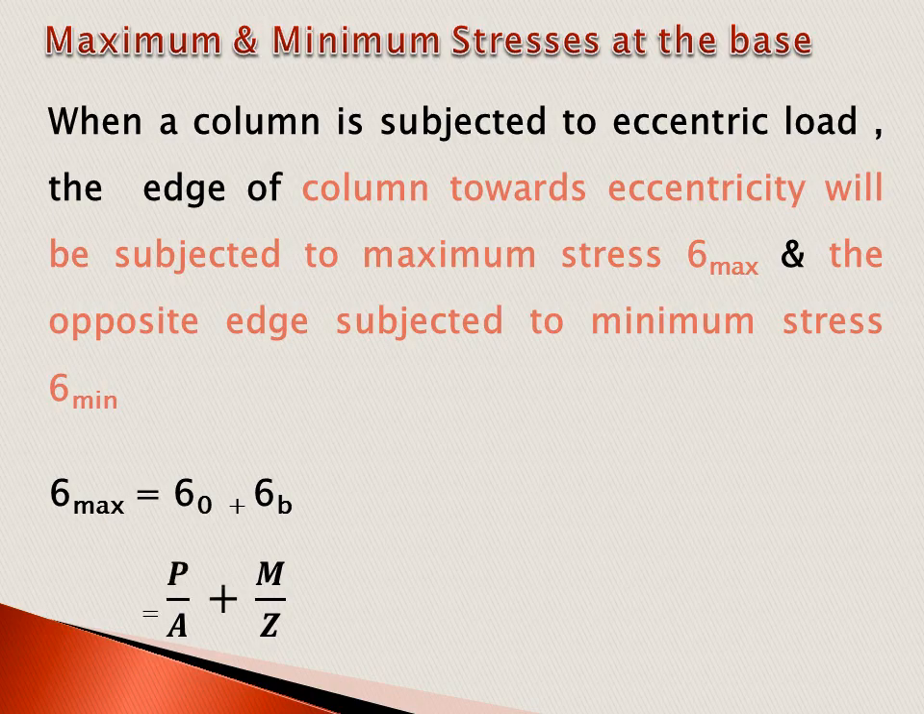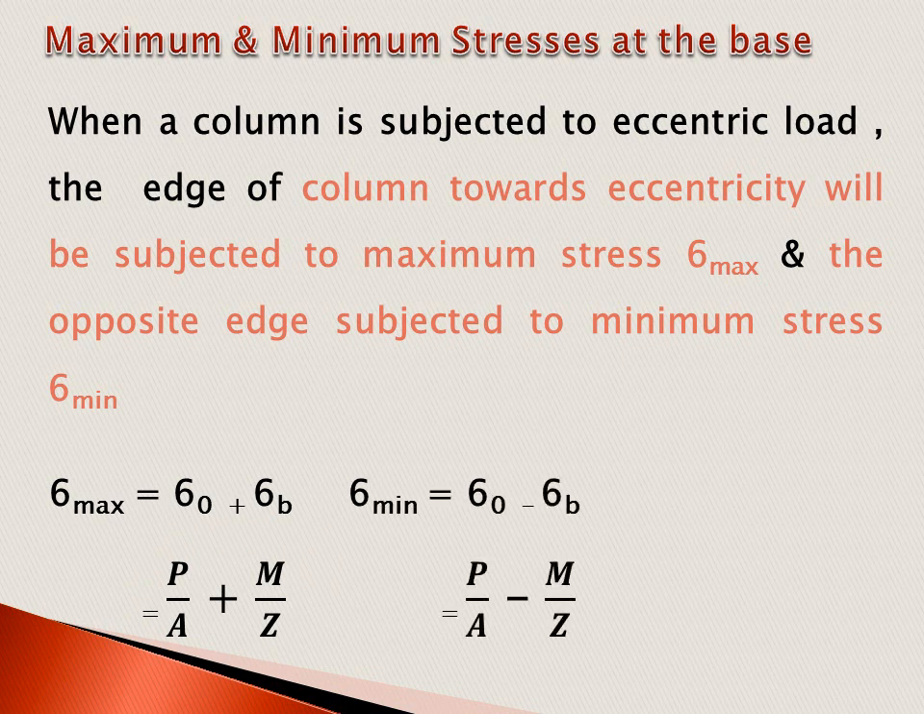How to calculate the sigma max? The simple formula is sigma max is equal to sigma 0 plus sigma b. Here sigma 0 is direct stress and sigma b is bending stress. Sigma 0 is calculated by P by A and sigma b is calculated by M by Z. Therefore sigma max is equal to P by A plus M by Z.